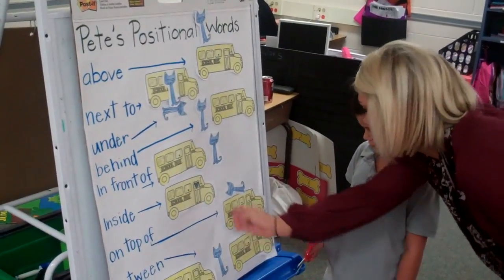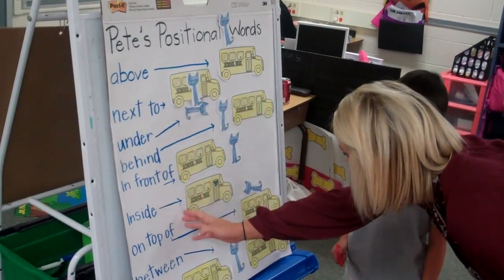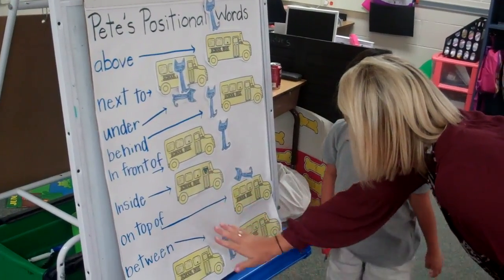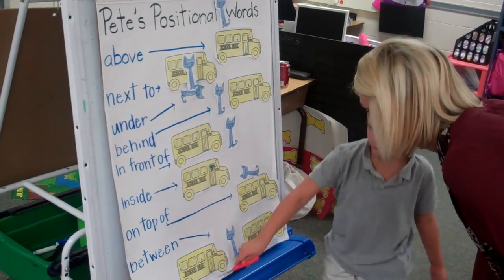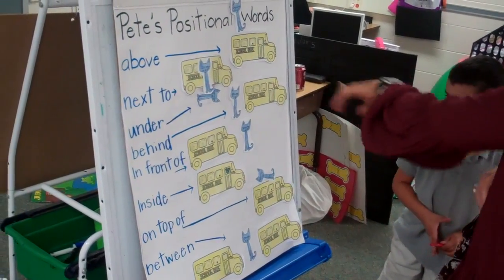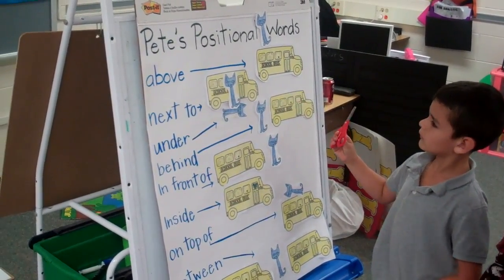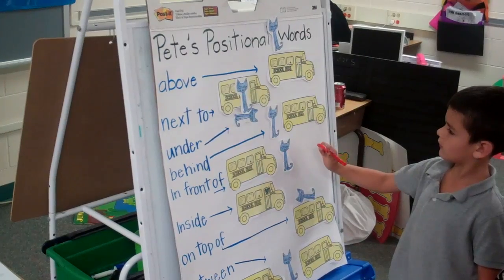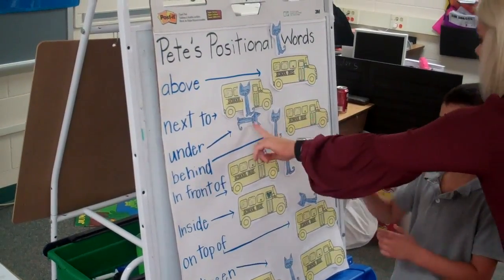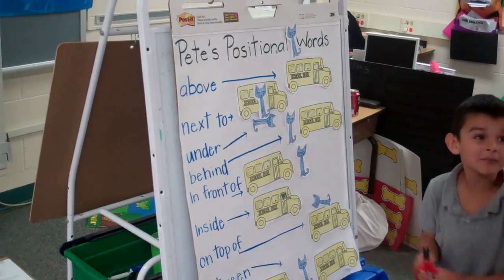Remember we said you have to think about this as the front of the bus, and this is behind. So if you're putting something next to it, what area should it be in? Right here. So which one of these shows that? Where it's next to. He's under, but is he next to? All right, so why don't you do that?